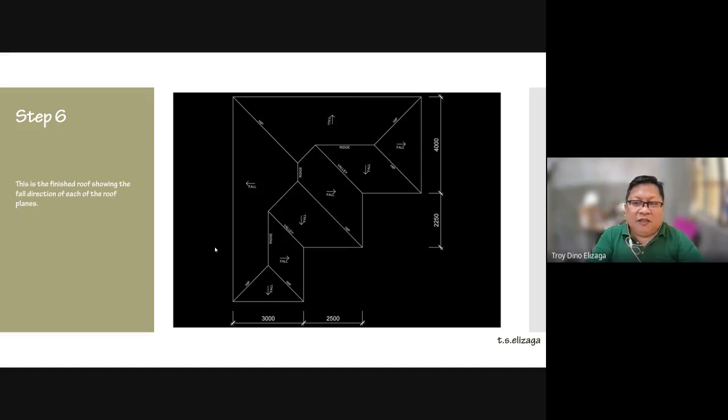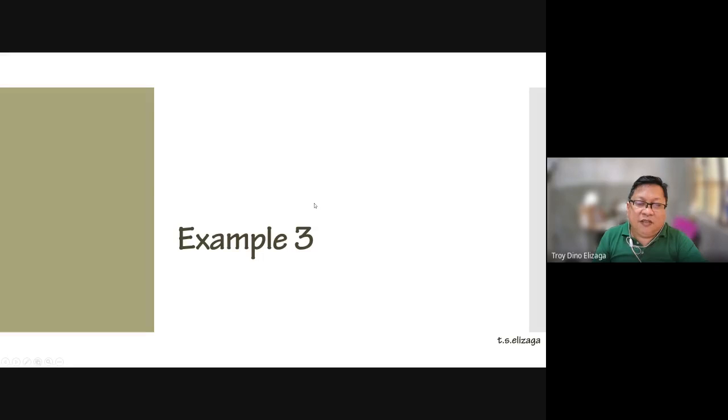I just realized that this example did not have an eaves. So therefore, we have started actually with the edge of the roof instead of the edge of the walls. Example 3. There are 4 examples actually.